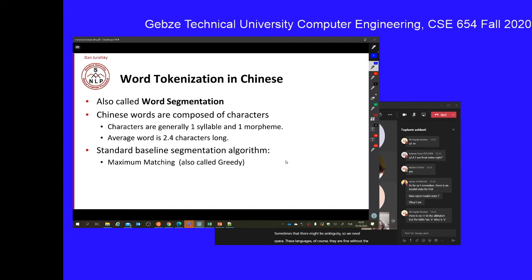In Chinese, words are composed of characters. Characters are generally one syllable or one morpheme. Syllable is hece. Okay. Average word is 2.